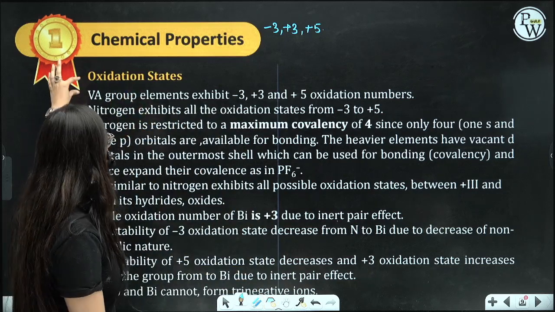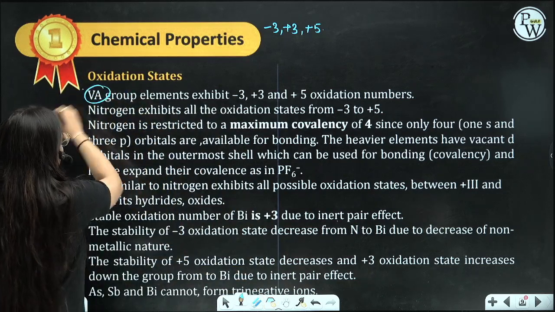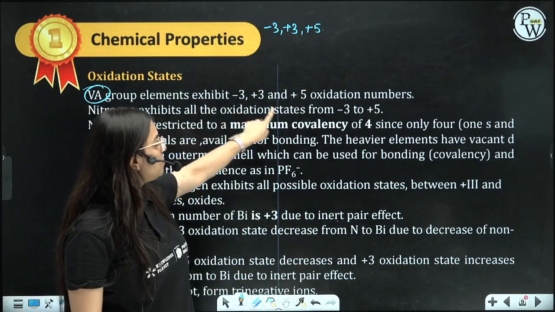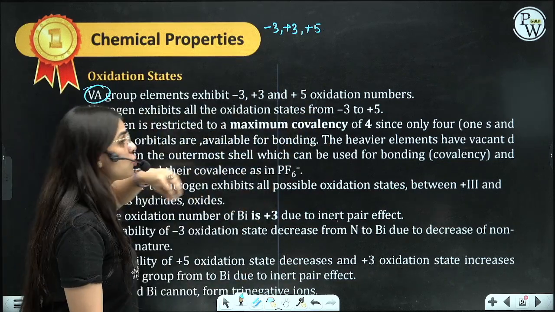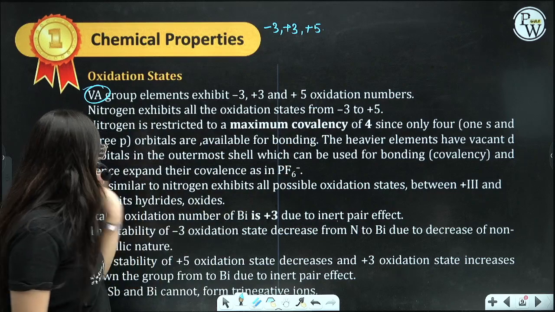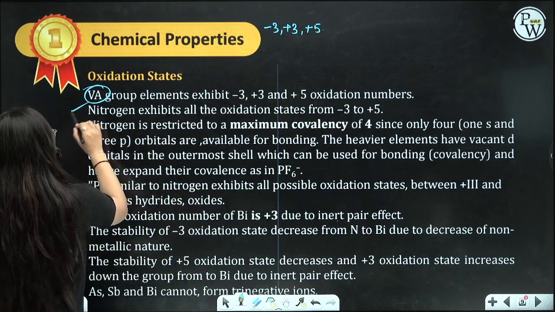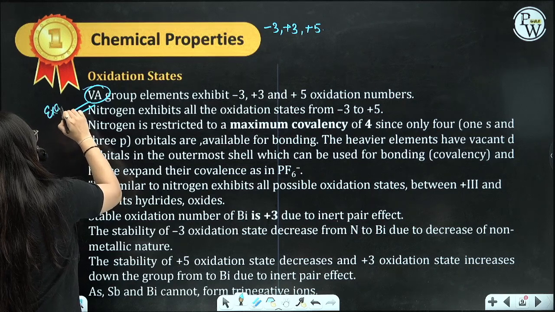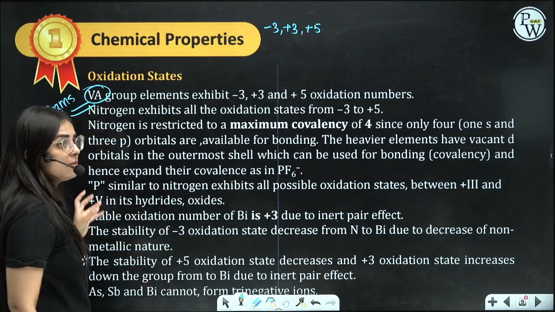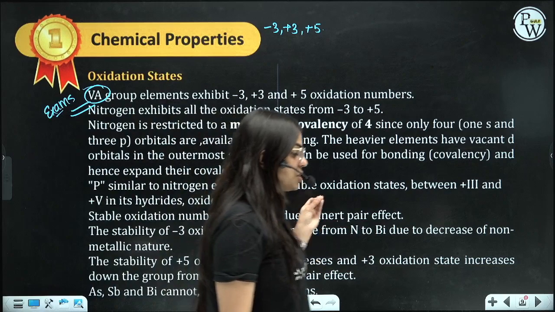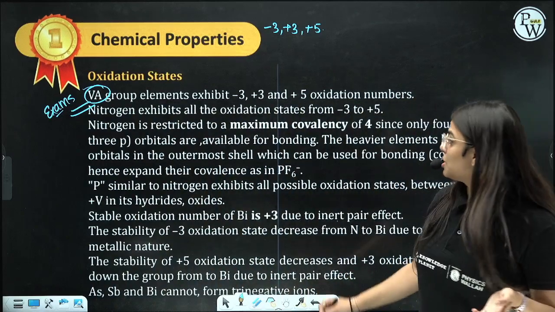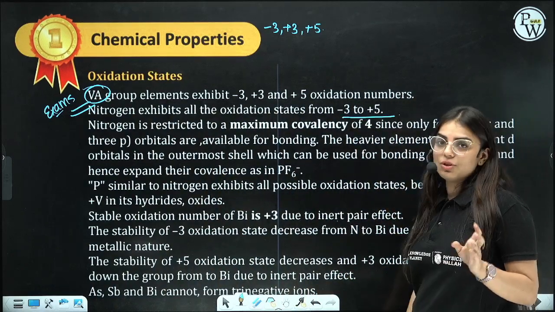The group 15 elements are also referred to as 5A elements. They exhibit -3, +3 and +5 oxidation states. Nitrogen can exhibit a lot of them. This question is asked in many exams: they give you many options asking how many oxidation states nitrogen can exhibit. It can exhibit from -3 to +5, so remember that.